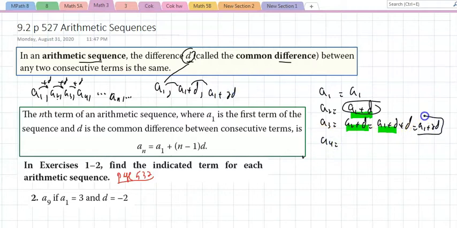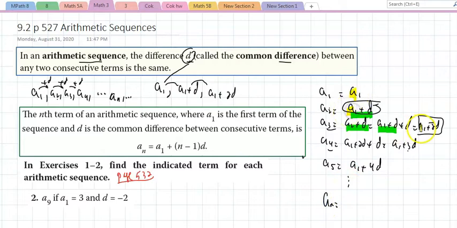How about a sub 4? Isn't that the previous term, and you add a d to it? Isn't that a sub 1 plus 3d? A sub 5, isn't that a sub 1 plus, what do you think? 2 is 1d, 3 is 2d, 4 is 3d, 5 is 4d. If this trend continues to a sub n, do you notice every single one of those contains an a sub 1?